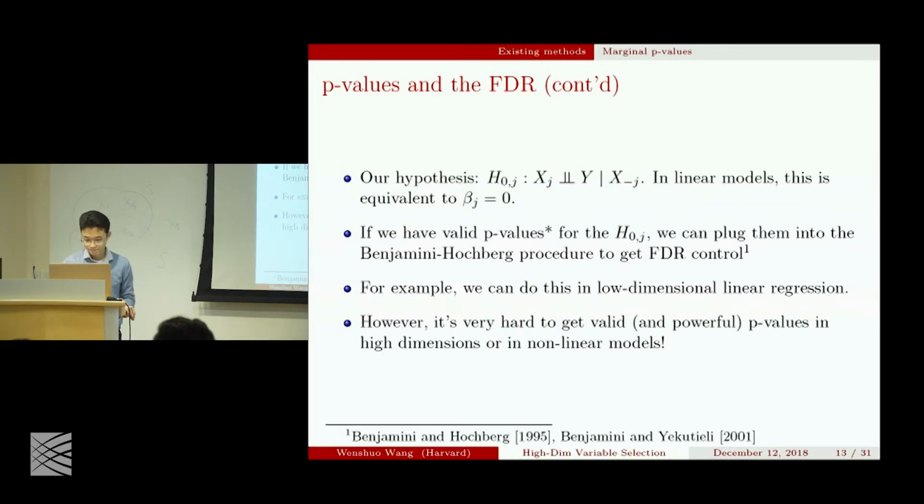For example, in a low-dimensional linear regression, we can always find p-values: if you subtract the true beta j from beta j hat and divide by the standard deviation, you get a t distribution, you can design a rejection region based on that, and you can get a p-value from that distribution too. However, in high-dimensional settings or nonlinear models, it is very hard to get both valid and powerful p-values. We just don't know how to do it in a lot of cases.